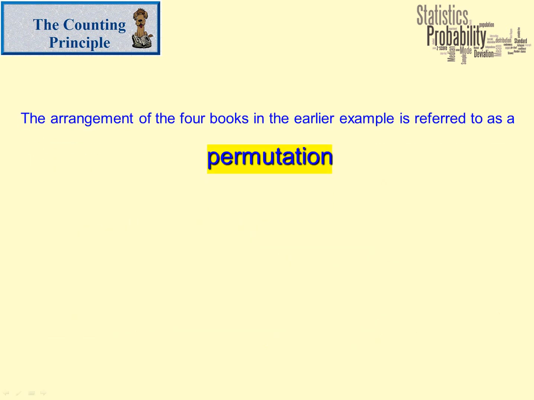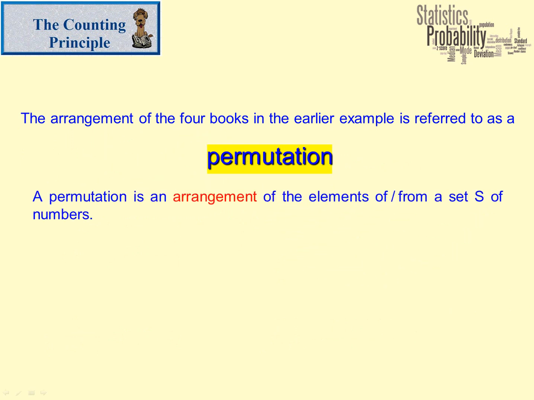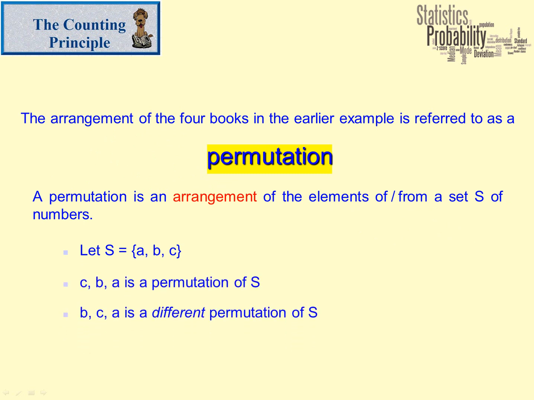So that arrangement is called a permutation. We permute the books. A permutation is an arrangement of the elements of or from a set S. Of or from. So if you're using all of them, it's of, but you could be choosing from the set. Let's have a look at the set S, A, B, C. CBA is a permutation, as is BCA, a different permutation.